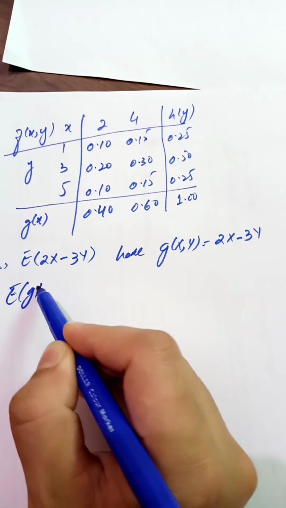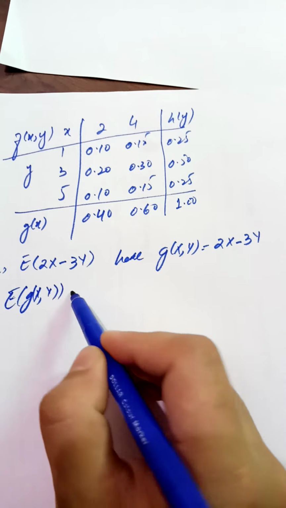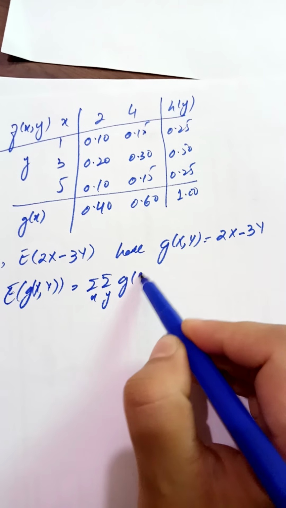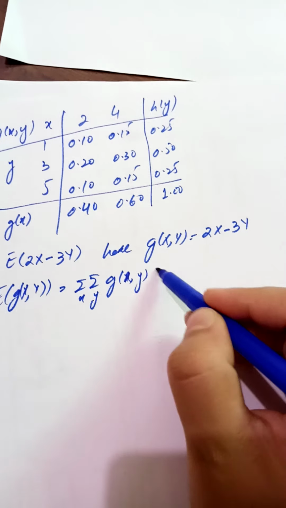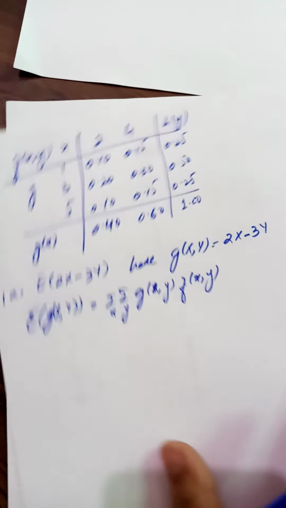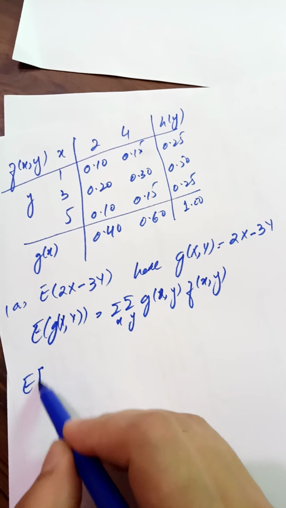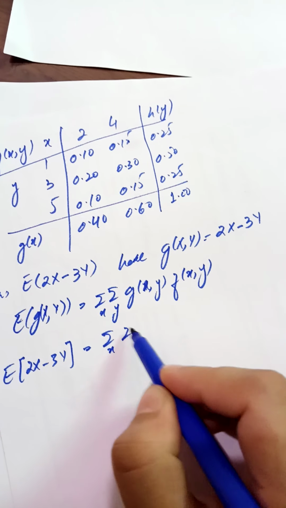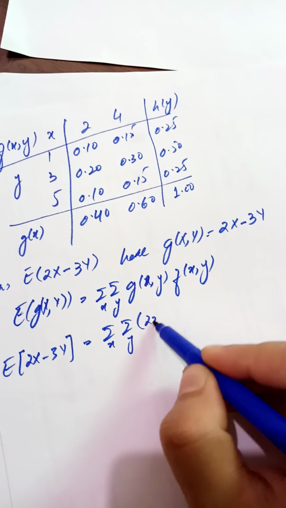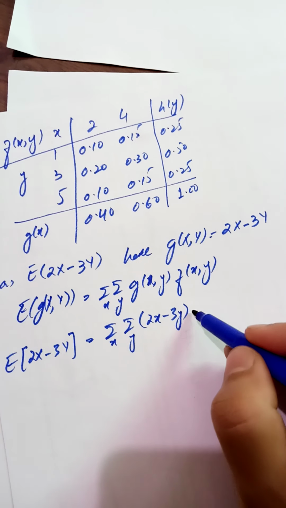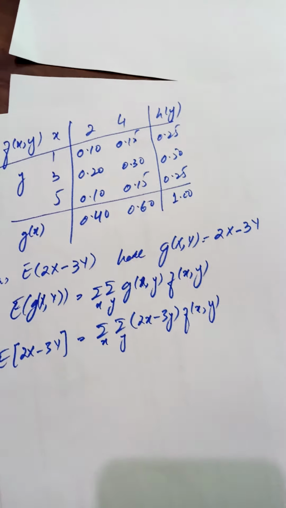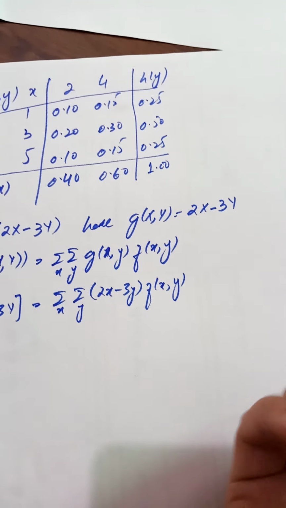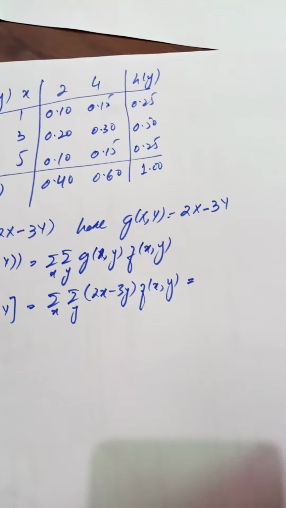Expected value of g(x,y) is equal to the double summation over x and y of g of xy times f of xy. So let's substitute our values. We want to compute the expected value of 2x minus 3y. So we may write summation over x, summation over y. What is our function? Our function is 2x minus 3y, and f of xy. So I'm going to substitute all pairs of x and y one by one, and then we will compute our expectation.